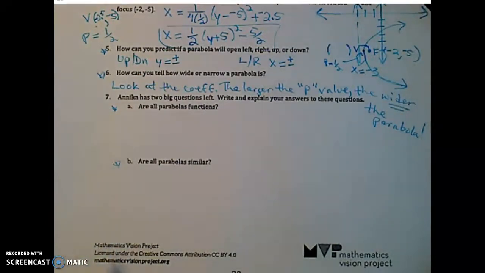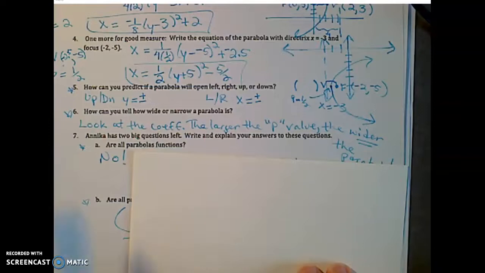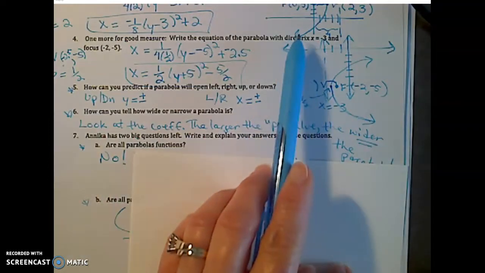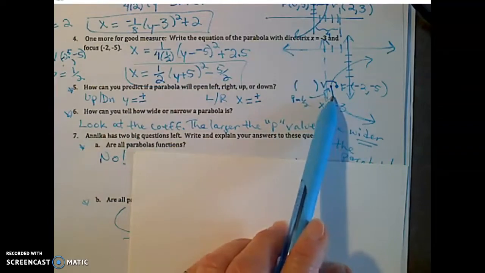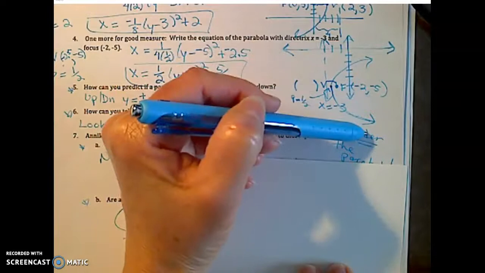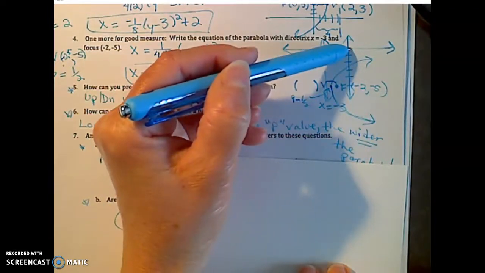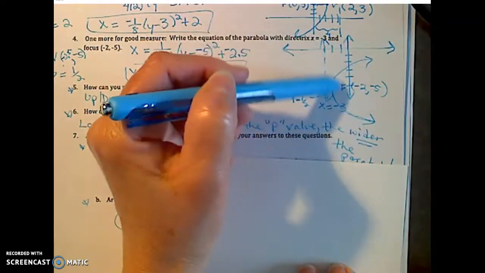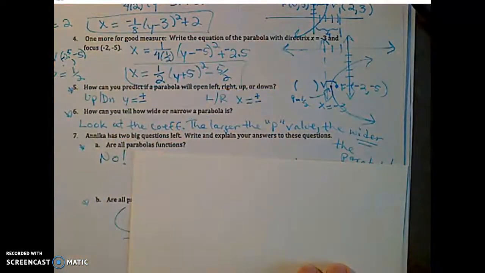Please pause. Are all parabolas functions? You probably said no. Notice my parabola number 3, in 3 and 4, those left-right parabolas, do not pass the vertical line test. For many inputs, there is more than one output, and they fail the vertical line test. So are all parabolas functions? No.